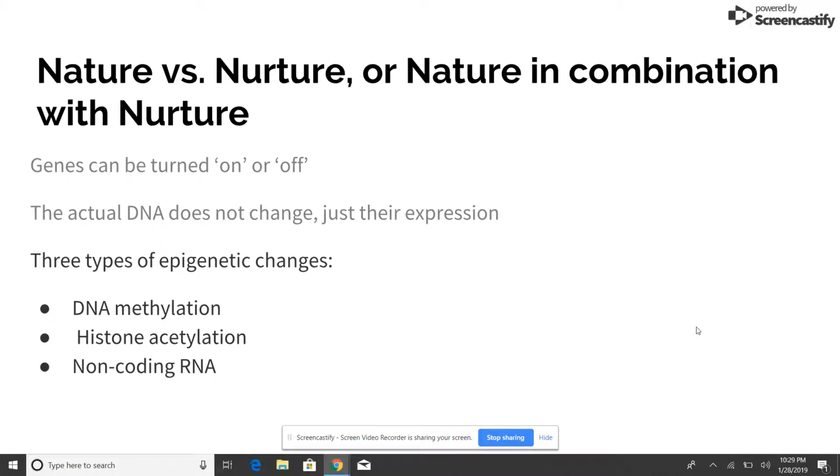There are a lot of different types of epigenetic modifications that can occur, but today we're going to talk about DNA methylation, histone acetylation, and non-coding RNA. DNA methylation is when a methyl group is added to the DNA. It's generally added onto the cytosine part of the backbone, which is paired with the guanine. The more methyl groups that add, the more likely that gene is going to be repressed, so more methyl groups equals more repression of those specific genes.